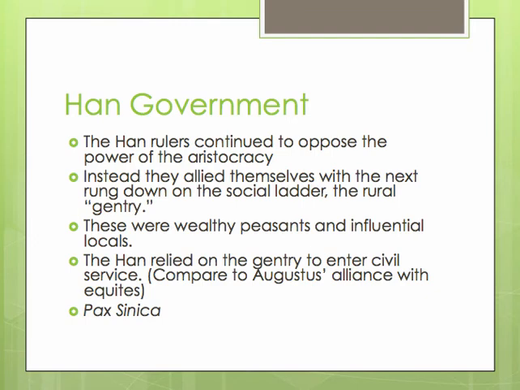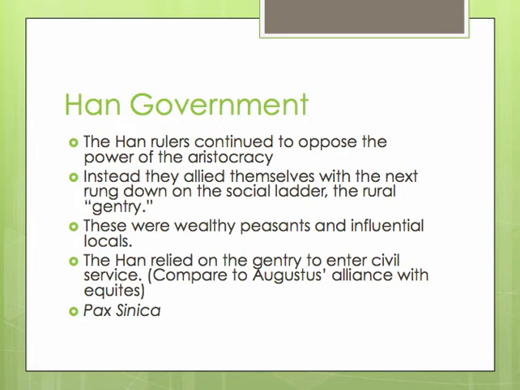Han rulers, in terms of their government, tended to still oppose aristocracy. They instead allied themselves with the leaders of the peasantry, what we call the rural gentry, those wealthy peasant farmers who tended to be very influential in very local matters. These are the folks that the Han relied on to institute their government, rather than large land-owning, fairly independent aristocrats. Those folks tended to oppose the power of the central government. So that's where Han really finds its power base.